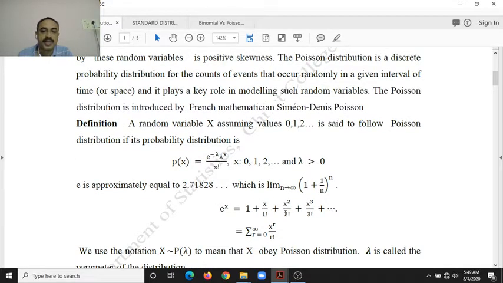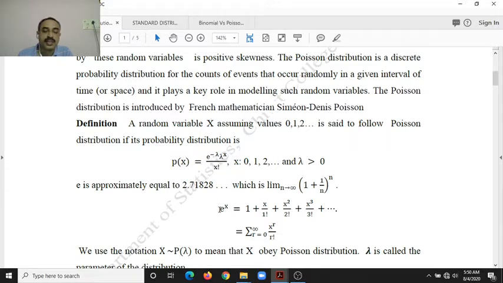We can also see that e raised to x is an exponential function and it is 1 plus x by 1 factorial, plus x square by 2 factorial plus x cube by 3 factorial plus etc. And it can be written using the summing operator, summation r equals 0 to infinity x power r by r factorial. Now this expansion can be considered as the starting point of introducing this equation p of x equal to e raised to minus lambda, lambda raised to x by x factorial.